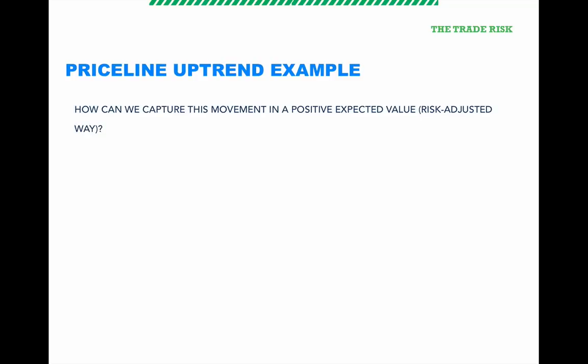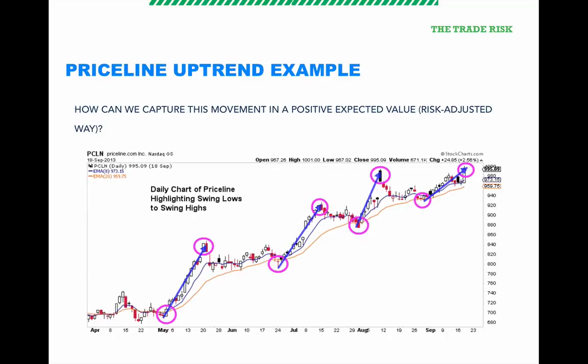So let's take a look here at an uptrend of a stock price line. What I've done is I've highlighted and circled all of the swing lows to swing highs in this uptrend. So here's the price line. You can see 4 different swings that we are looking to try and capture here as swing traders, right? So the question is, can we capture, or how can we capture this movement in a positive expected value, risk adjusted way?